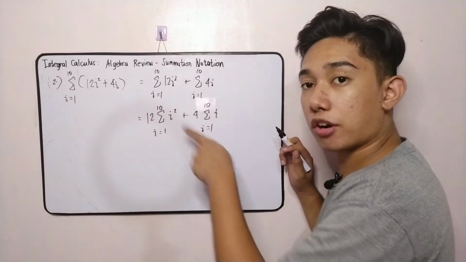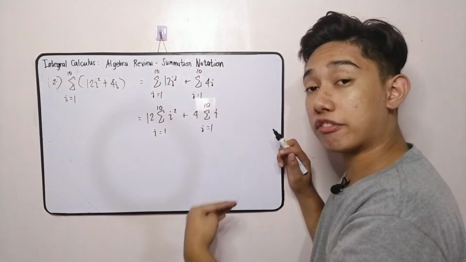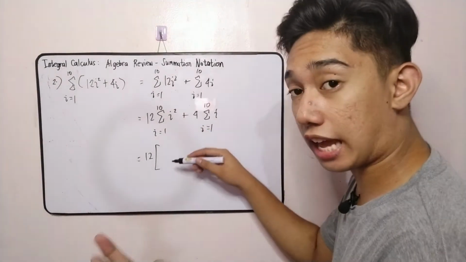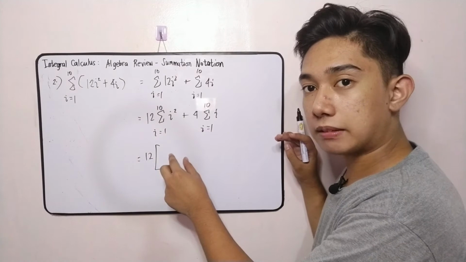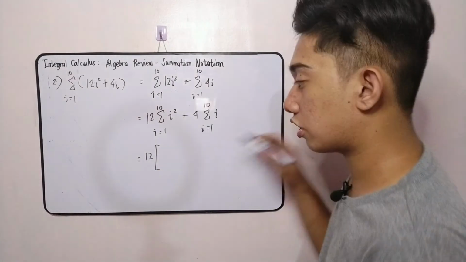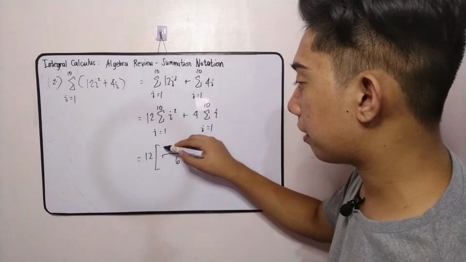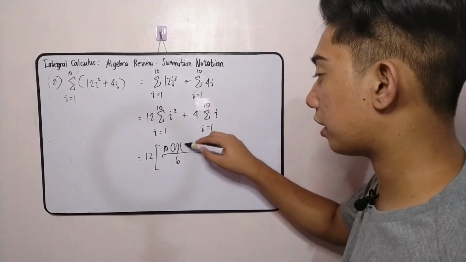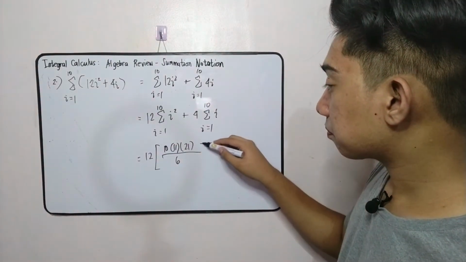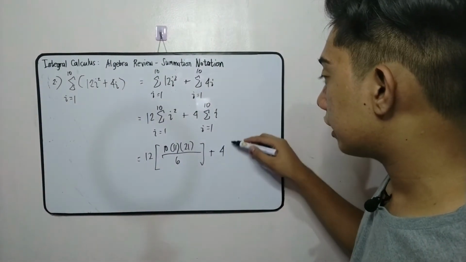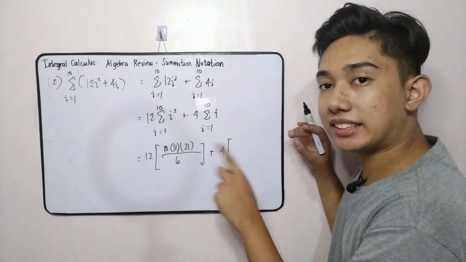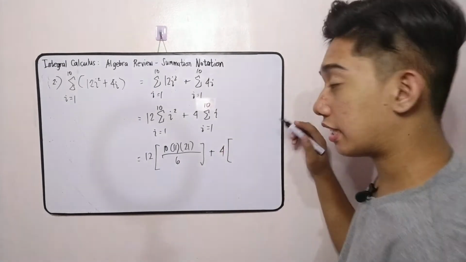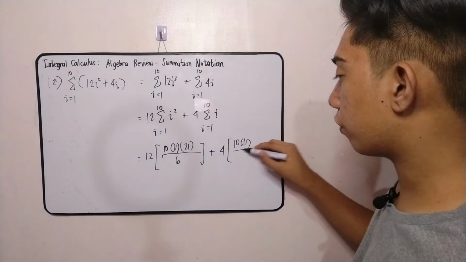And now we have our formulas from rules 4 and 5. So this becomes 12 times, your n is 10. So therefore, let's go straight on. And remember that this is n times n plus 1 times 2n plus 1 all over 6. So it's over 6. This becomes 10 times 11 times 2 times 10 is 20 plus 1, we have 21. Okay? Plus 4 times, here, our formula is n times n plus 1 all over 2. So n here is 10 and our n plus 1 is 11. So, 10 times 11 all over 2.